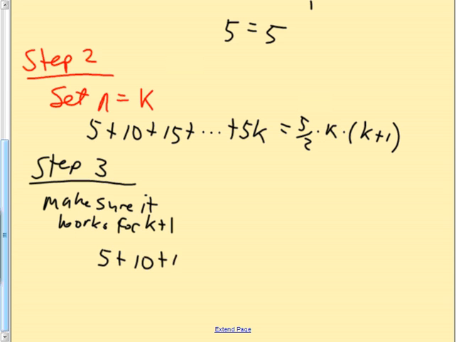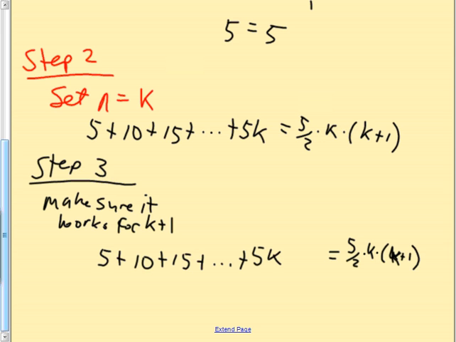5 plus 10 plus 15 plus ... plus 5K. Now you got to leave some space. Leave some room. And then 5 over 2 times K plus 1. And I have some room after it. Again, I have done nothing. All I've done is copy the problem, except I left some space.